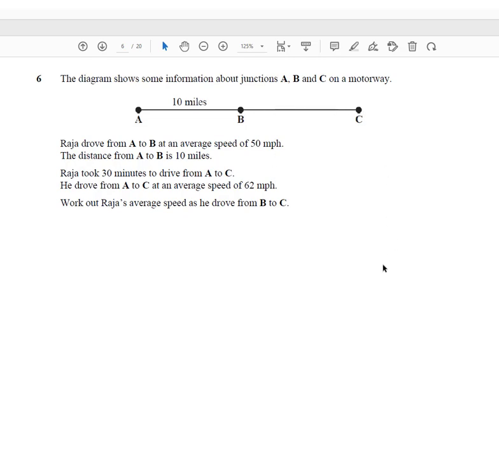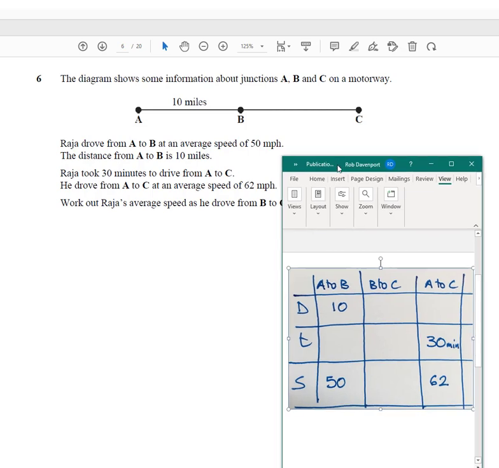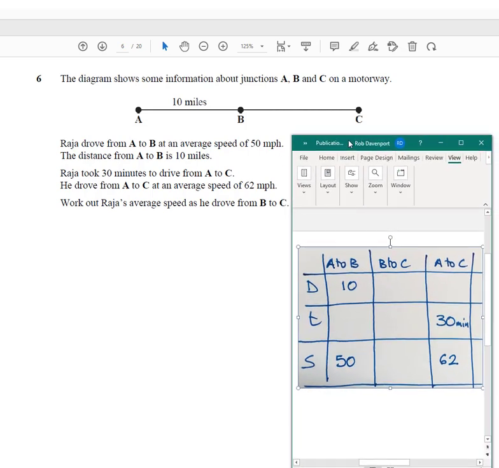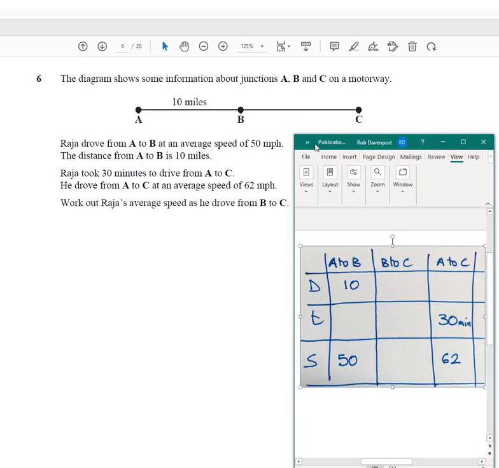Now what I recommend you do, we've got 4 marks for this question, so we don't want to throw away marks. We want to get as many marks as we possibly can for it, even if we don't do the whole thing. And I've shown this to you before, but what I recommend you do is something like this. You put the information into a table, because what makes this difficult is actually working out what information you've got and what you need to find out.